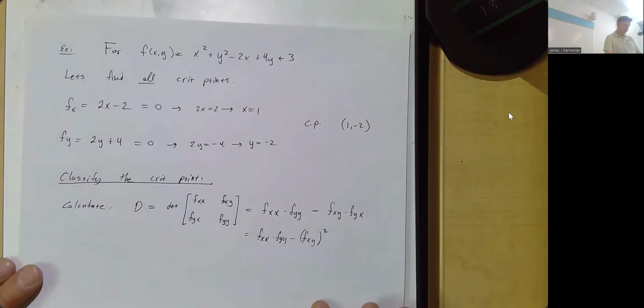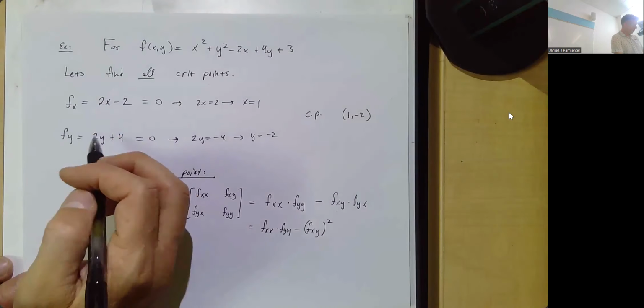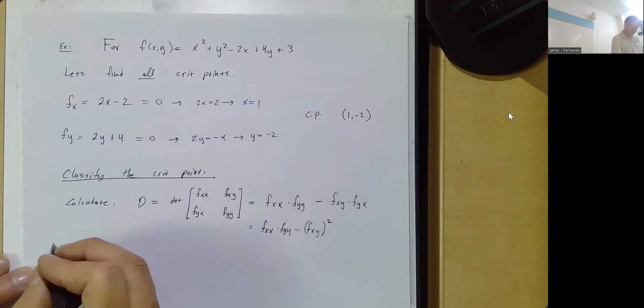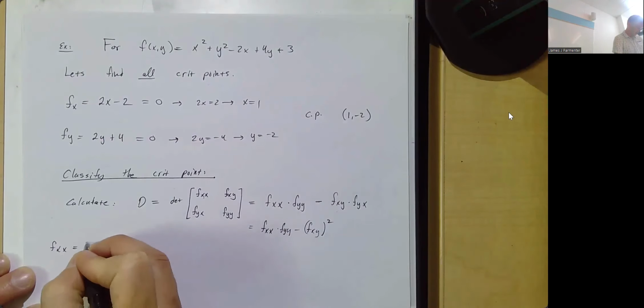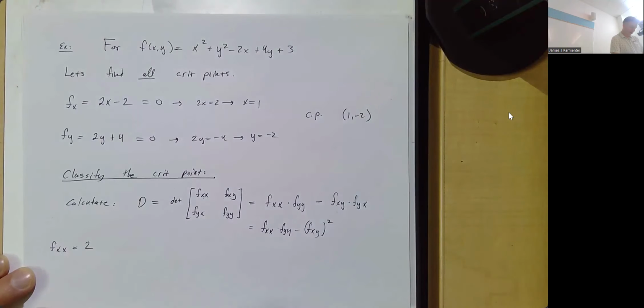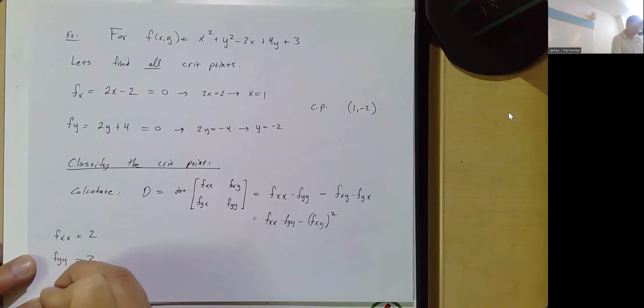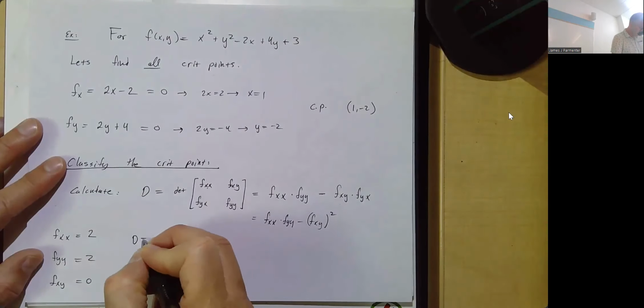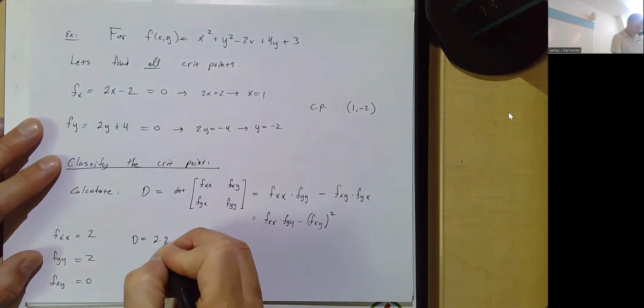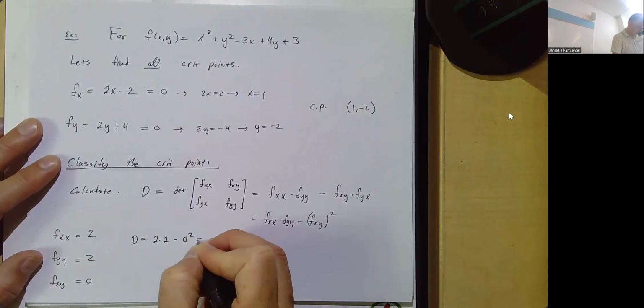All right, so let's do it. Looking at our partial derivatives for this example, fxx is equal to 2. fyy is also equal to 2. And fxy or fyx is equal to 0. So when I calculate D, I get 2 times 2 minus 0 squared, which is equal to 4.